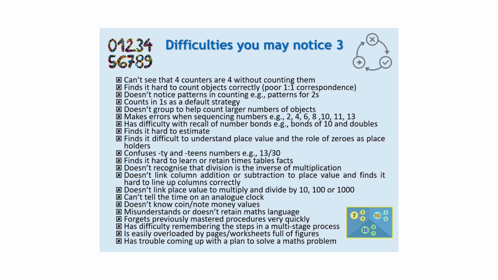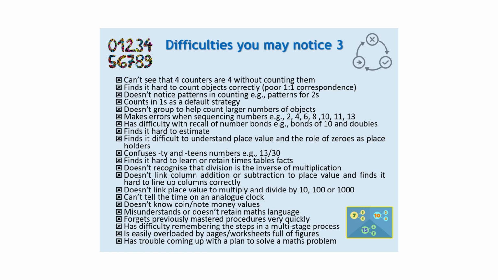Makes errors when sequencing numbers. For example, 2, 4, 6, 8, 10, 11, 13. Has difficulty with recall of number bonds, for example bonds of 10 and doubles. Finds it hard to estimate. Finds it difficult to understand place value and the role of zeros as placeholders. Confuses ty and teens numbers, e.g. 13 and 30. Finds it hard to learn or retain times table facts.